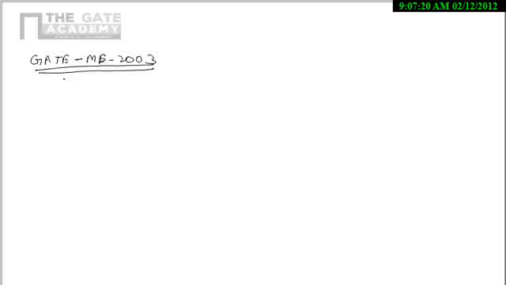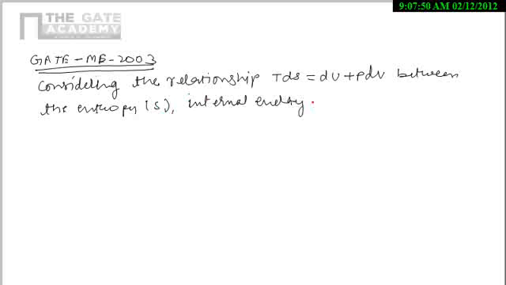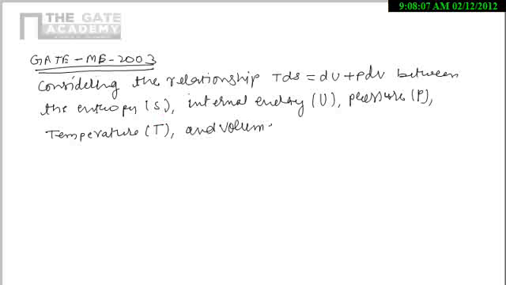Now I am first writing the problem here. Considering the relationship TdS equals del U plus PdV between the entropy, that is denoted by S, internal energy, that is denoted by U, pressure, that is denoted by P, temperature, that is denoted by T, and volume, that is denoted by V. We have to find out which of the following statements is correct.